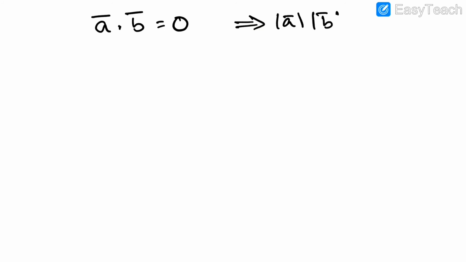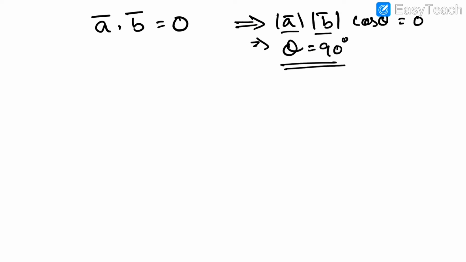Okay, so what are the important learnings? Important learnings, and reverse learnings also, are that suppose a dot b is 0, then what can we decipher from it? We can directly decipher that mod of a mod of b cos theta is 0, which implies that theta equals 90 degrees, since neither of them is a zero vector. If they are vectors with some magnitude, then mod of a and mod of b cannot be 0. Hence cos theta has to be 0, hence theta has to be 90 degrees. So whenever you see the dot product of two vectors is 0, it means they are perpendicular to each other.